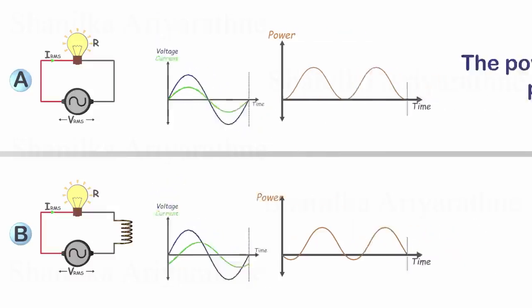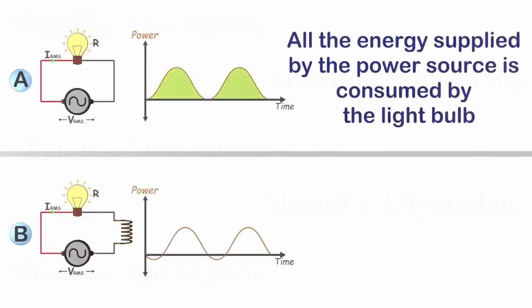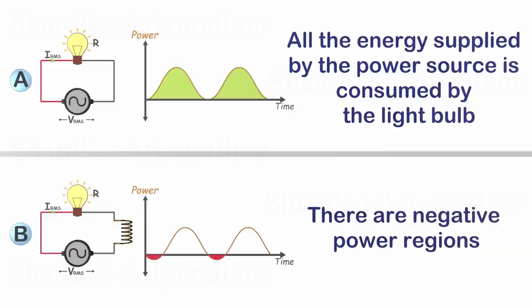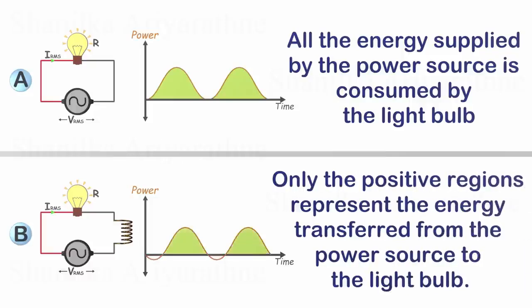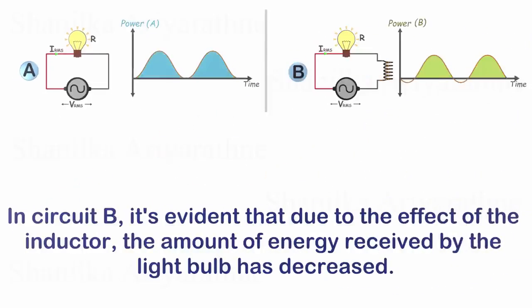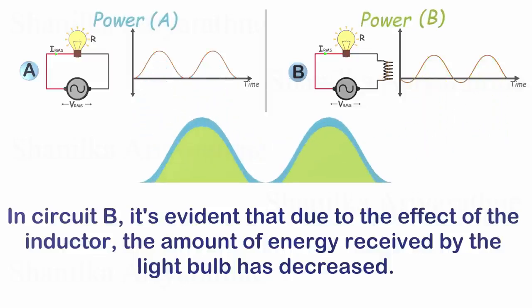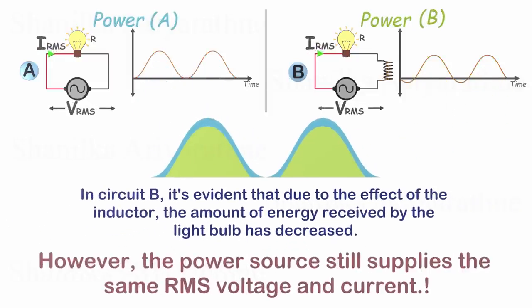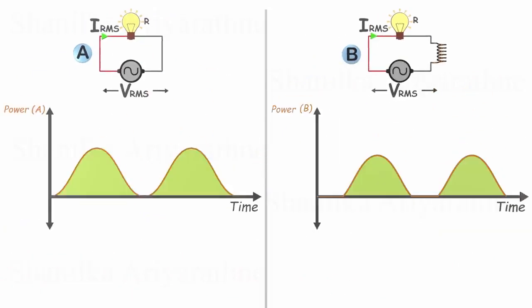In circuit A, the power is always positive, indicating that all the energy supplied by the power source is consumed by the light bulb. However, in circuit B, there are negative power regions. Only the positive regions represent the energy transferred from the power source to the light bulb. Let's focus solely on the energy transferred from the source to the load. In circuit B, it's evident that due to the effect of the inductor, the amount of power received by the light bulb has decreased. However, the power source still supplies the same RMS voltage and current. Let's calculate the average power consumed by the load in these circuits.